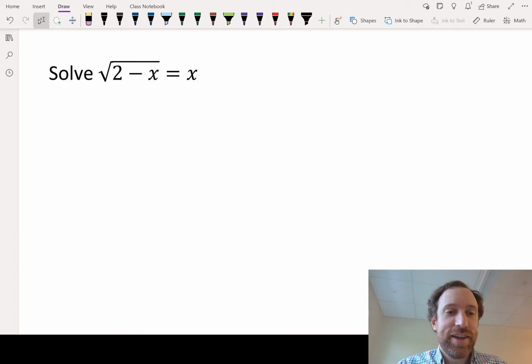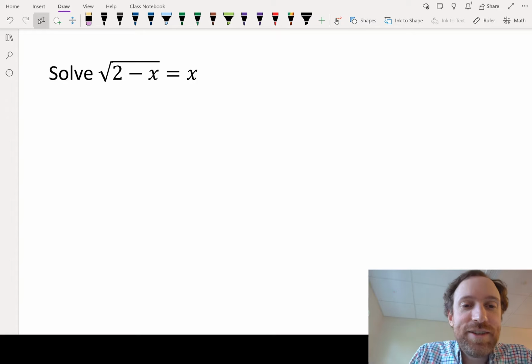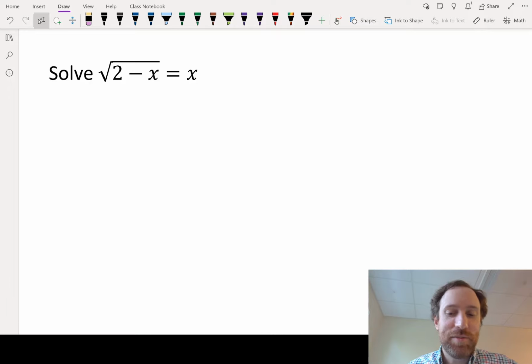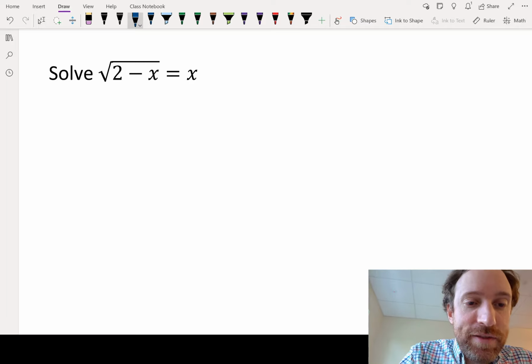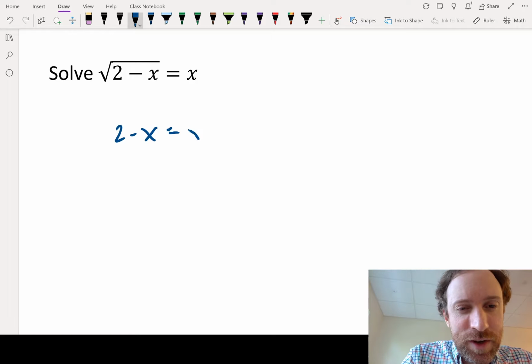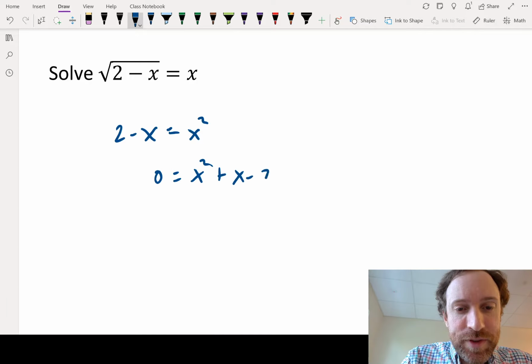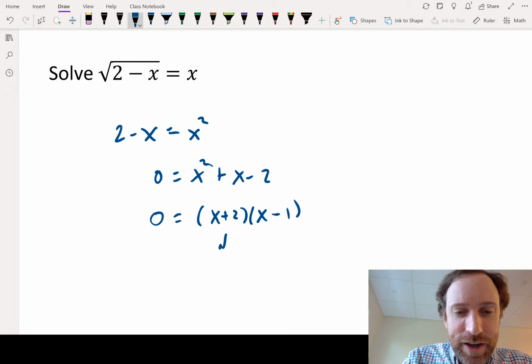All right, now it's your turn. I'd like you to solve this radical equation and then check for extraneous solutions. Go ahead and pause the video and do that now. Let's walk through the solution together. I square both sides. I get this, set everything equal to 0, like so, do some factoring: x plus 2, x minus 1. And I get x equals -2 or +1.